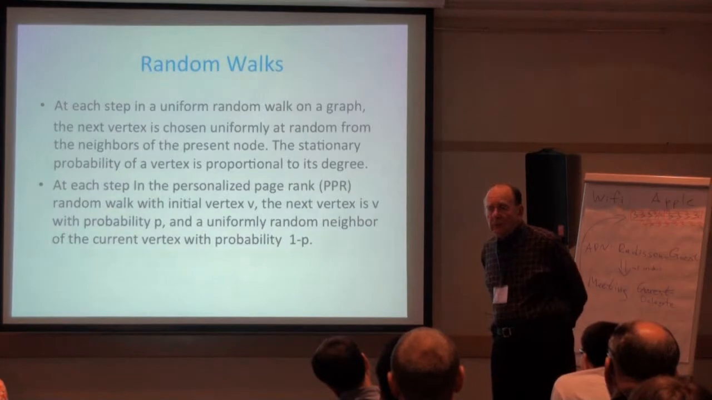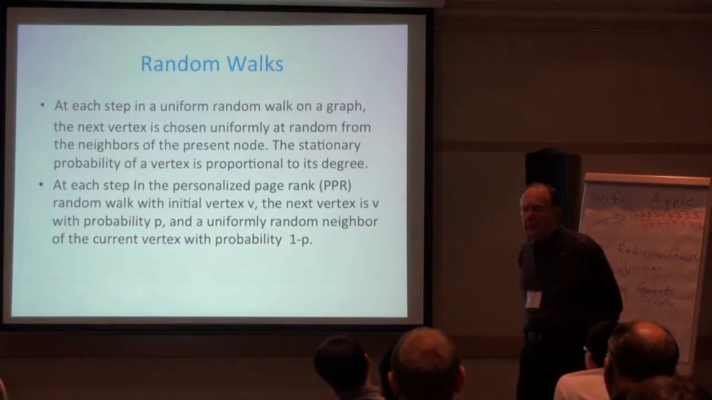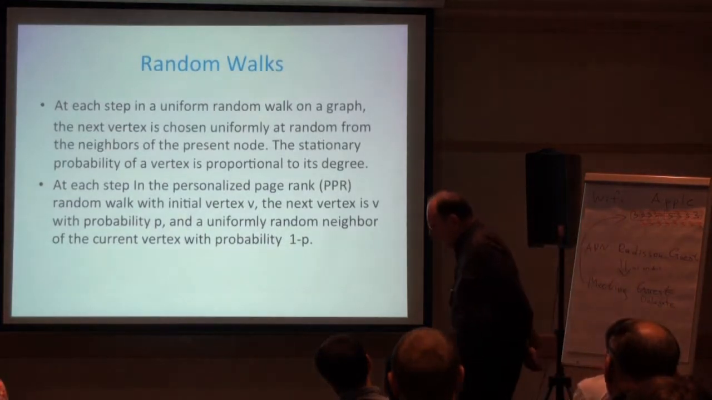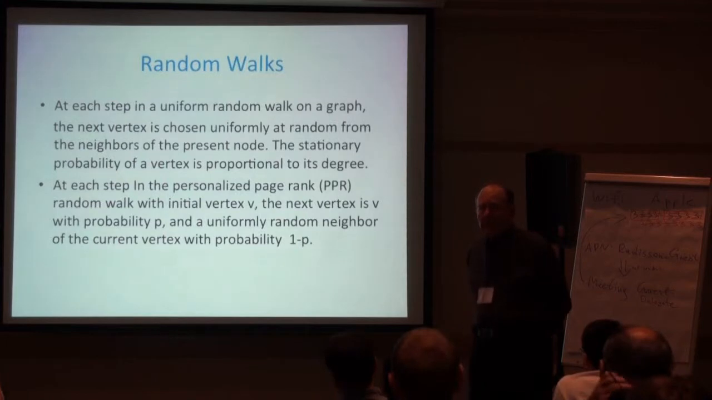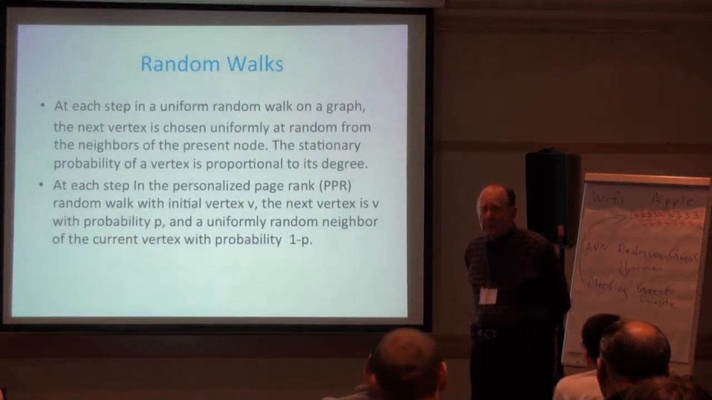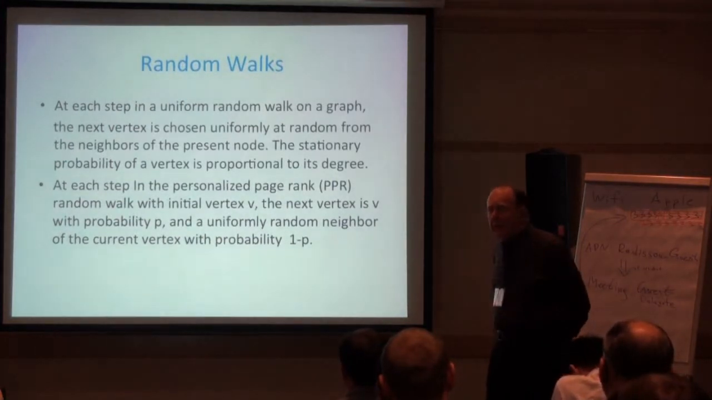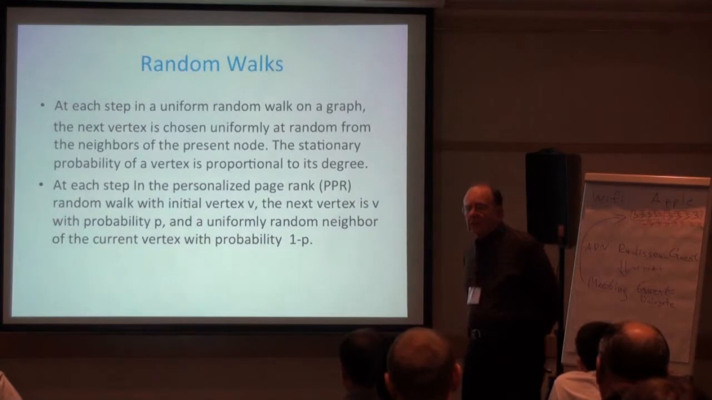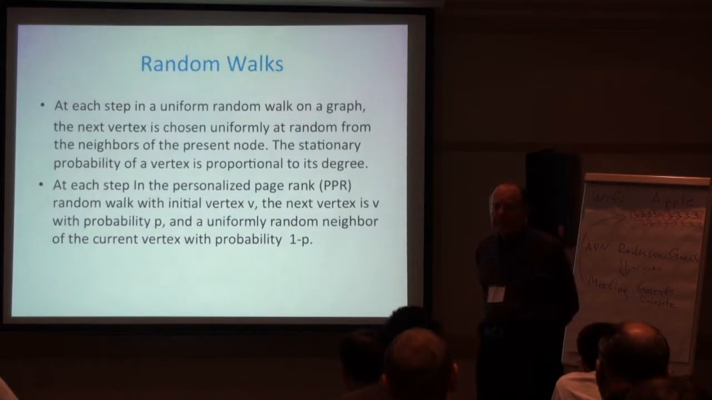So we're going to talk about two kinds of random walks. The first one is a kind of uniform random walk on a graph where at every step, the state of the walk is some vertex of the graph, and a random neighbor of the vertex is chosen, and the move goes to that neighbor. So it's just the most natural random walk on a graph. And it's known that in that random walk, the stationary probability of a vertex is proportional to its degree.